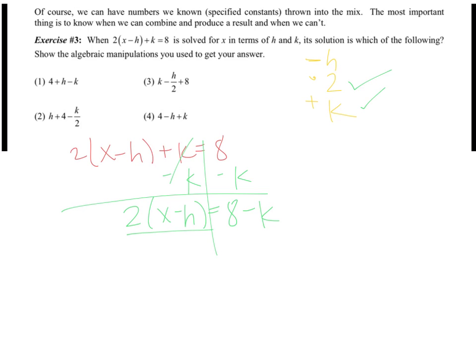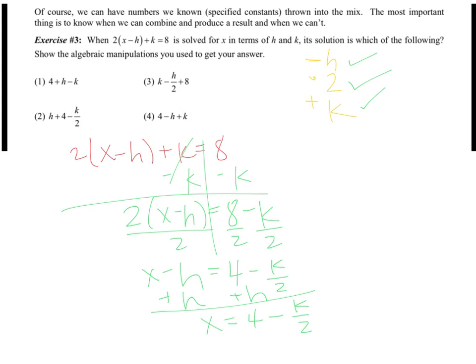Instead of multiplying by 2, we're going to divide by 2, which means we divide everything by 2. So we have x minus h equals 4 minus k divided by 2. Then instead of subtracting h, we're going to add h. So x equals 4 minus k divided by 2 plus h.